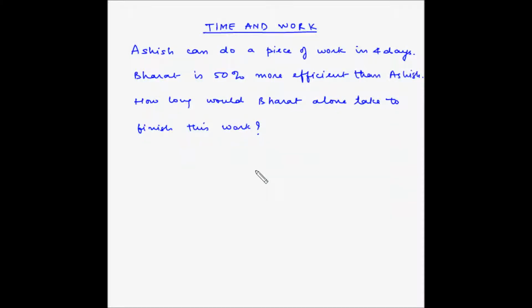Let us look at another example of time and work. Ashish can do a piece of work in 4 days. Bharat is 50% more efficient than Ashish. How long would Bharat alone take to finish the work? Now let's understand, what does this term 50% more efficient mean?